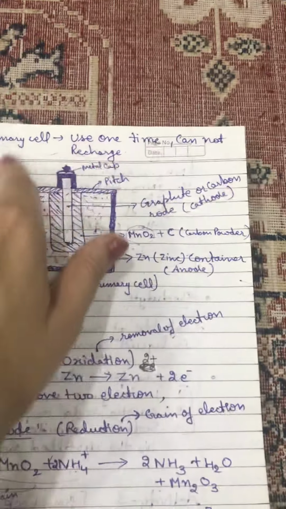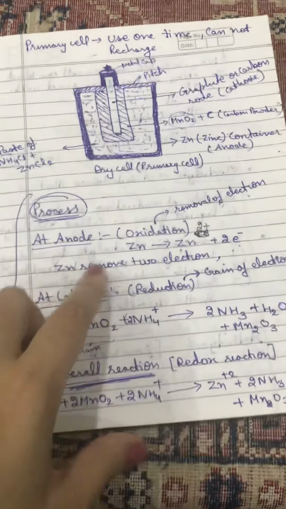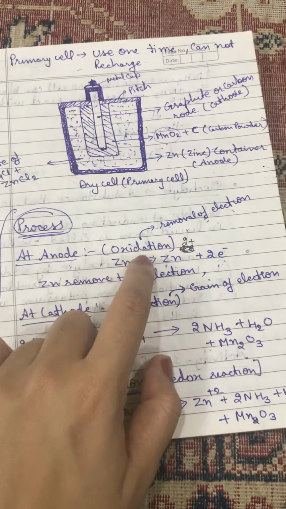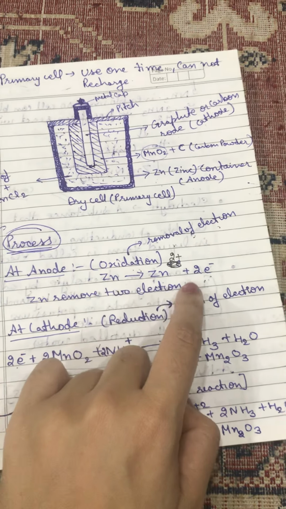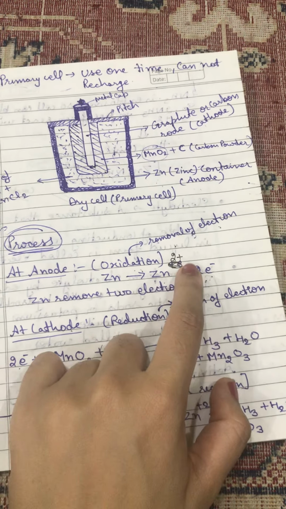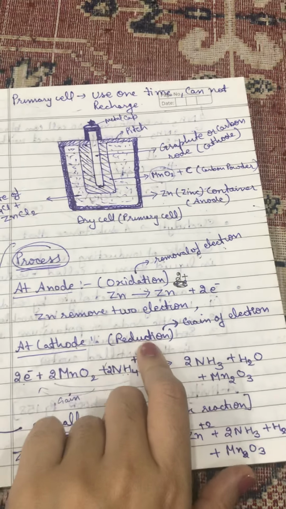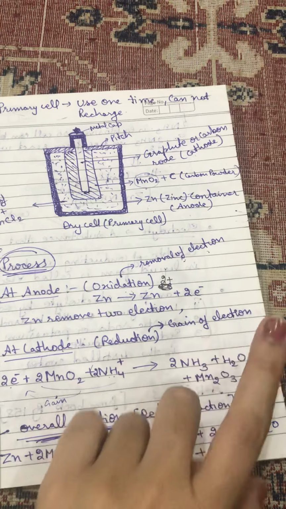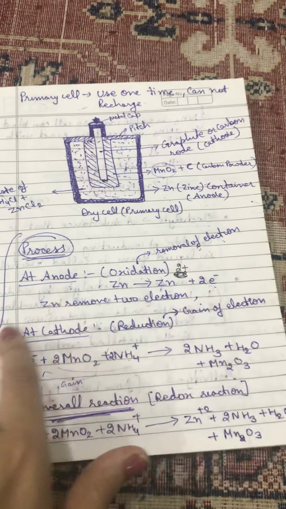Now this is the internal structure of dry cell, and what will be the chemical process in it. At anode there is oxidation. Oxidation means removal of electron. Here zinc will remove 2 electrons and make Zn2+. At cathode there will be reduction. Reduction means gain of electron. This is the chemical reaction that takes place at cathode.